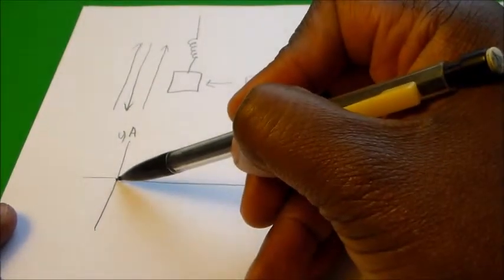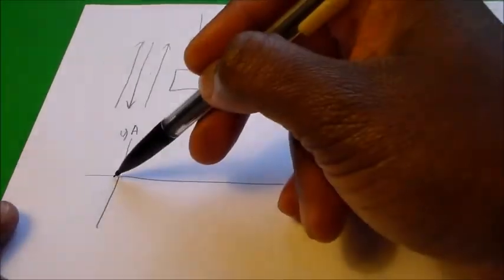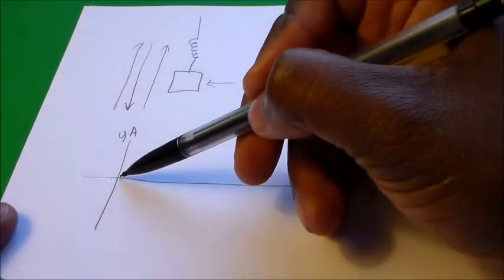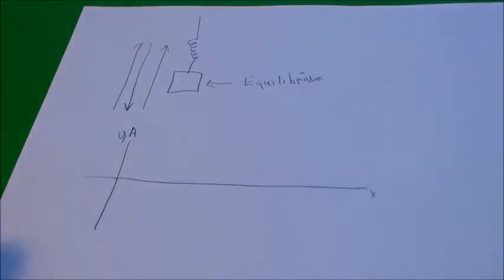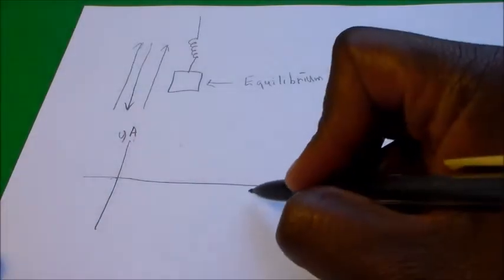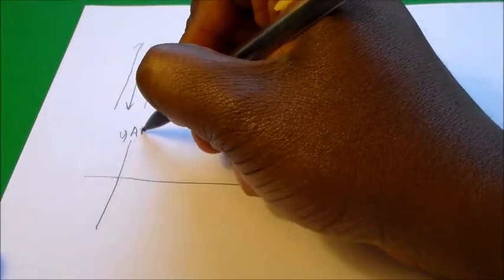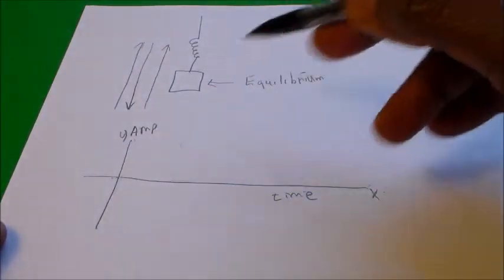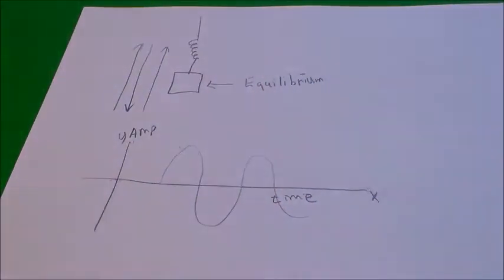Okay, so equilibrium would be our x-axis, or the zero on the y-axis, if you will. As the object goes up, it will go above equilibrium. As it comes down, it will be below equilibrium. And on our x-axis, we'll put time. So on our x-axis we have time, and on our y-axis we have amplitude. The object moving up and down will again be moving up and down in some sort of cyclical fashion as time moves on.